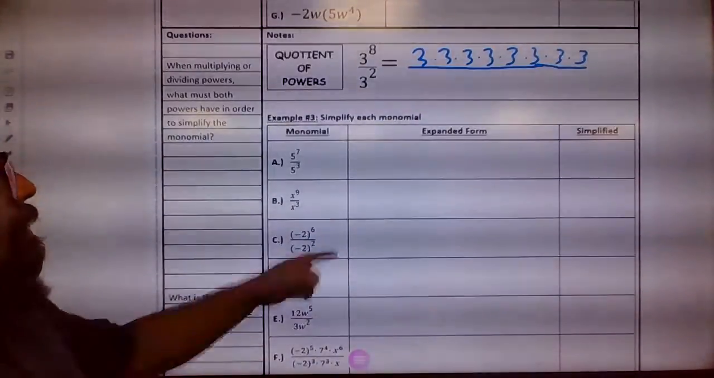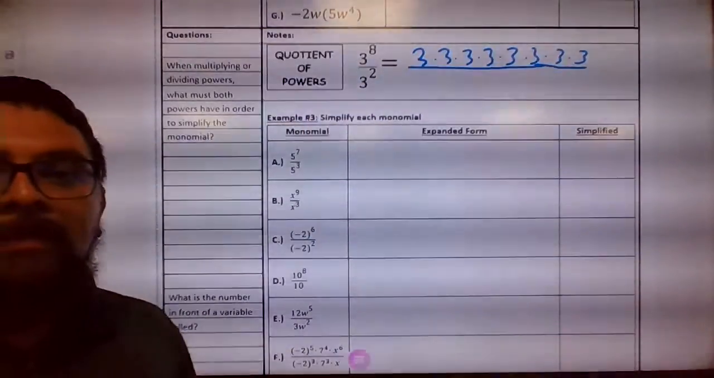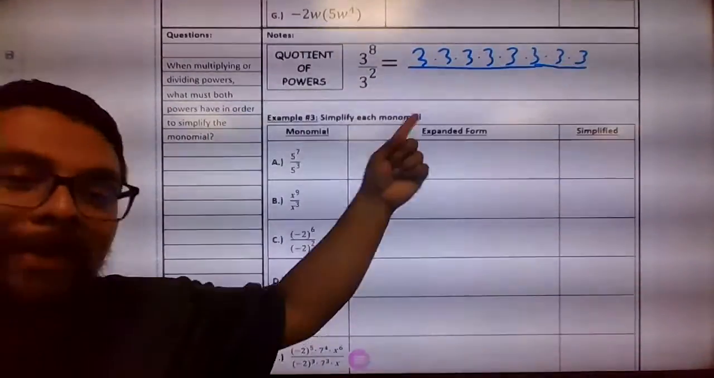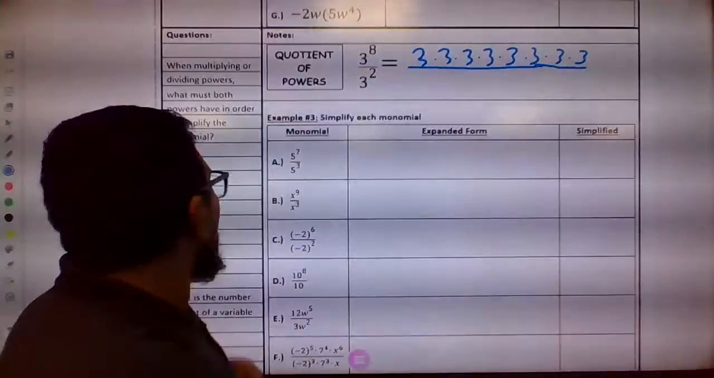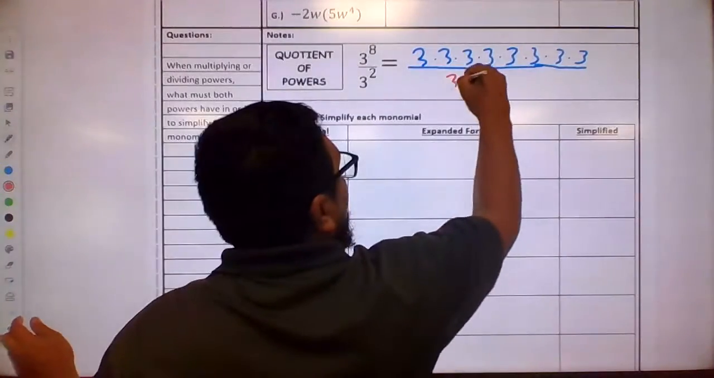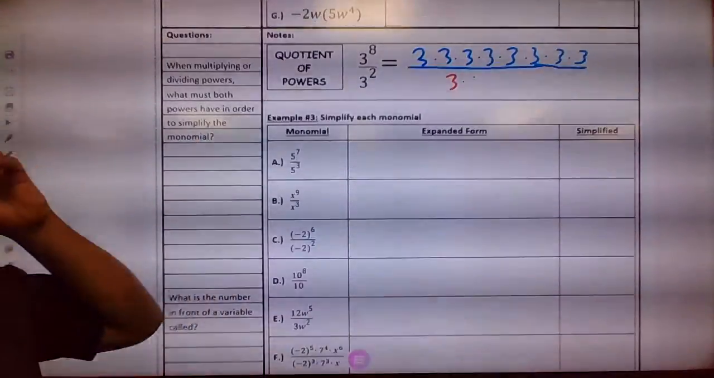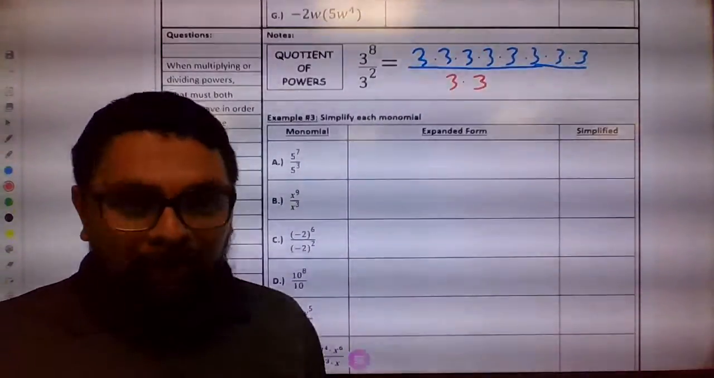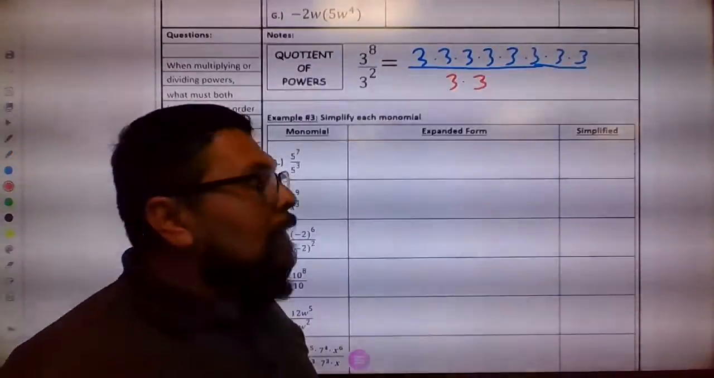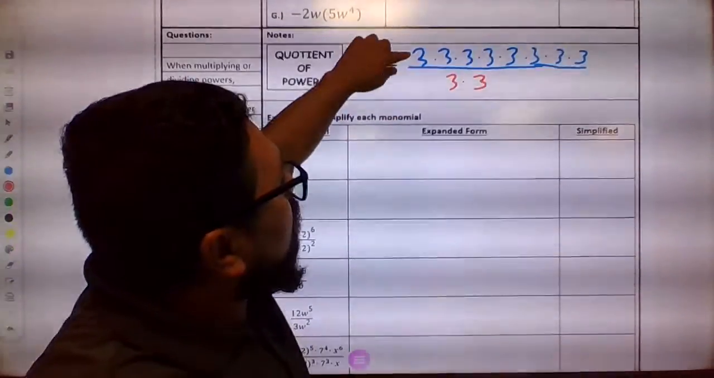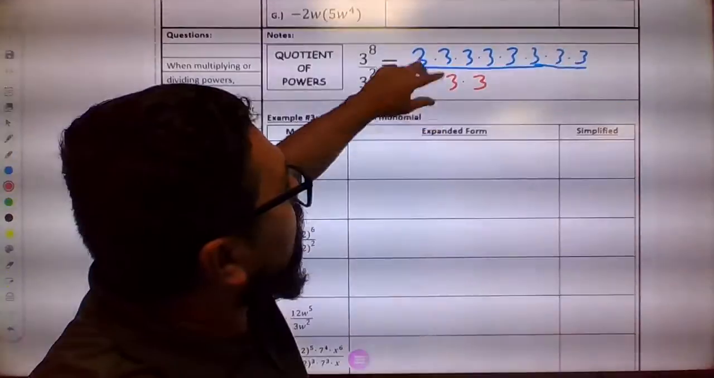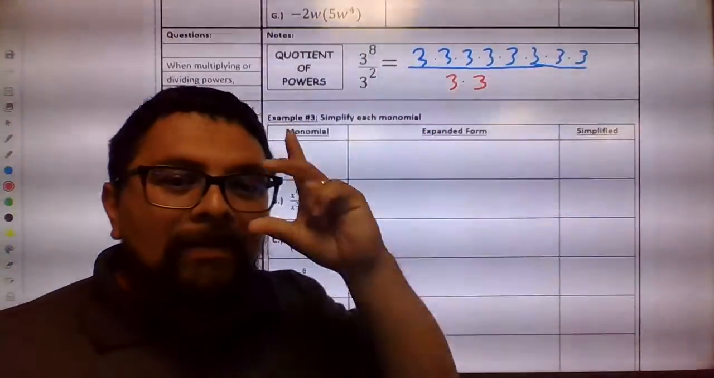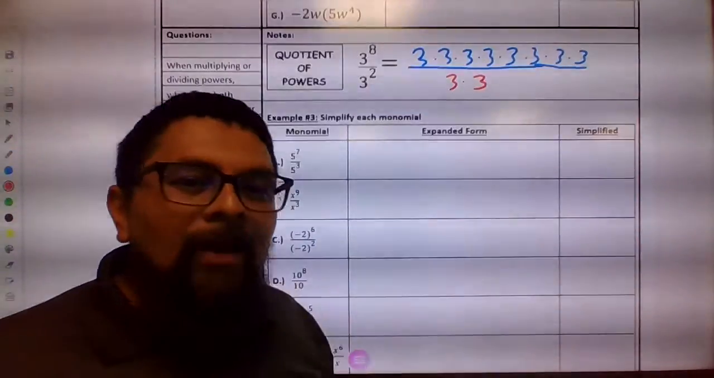And then how many threes are there on the bottom? There's two of them. So it's 3 times 3. Now we can actually simplify this. If you pair these threes together, what's 3 divided by 3? Isn't 3 divided by 3 1? So they kind of cancel each other out.